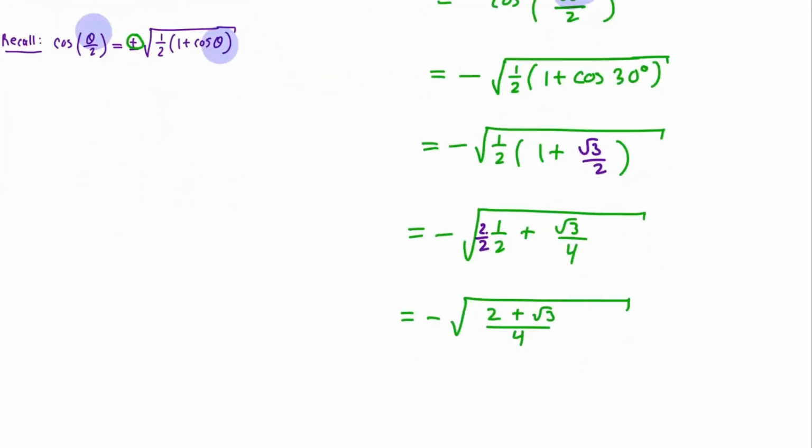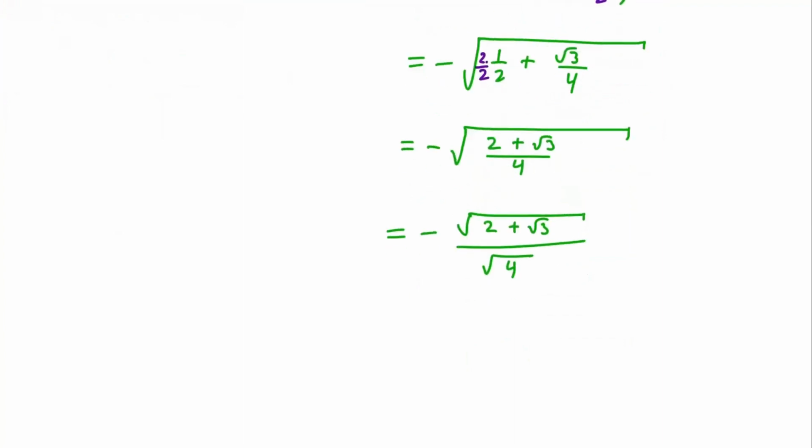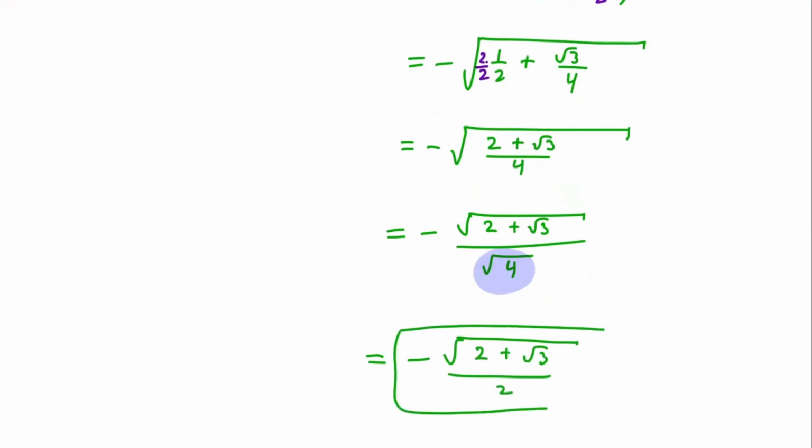Now here, using the laws of exponents, I can separate this into two separate radicals. This is negative the square root of 2 plus the square root of 3 over the square root of 4. And then here we can simplify this. That's going to be 2. So our final simplified answer, you can write this as negative square root of 2 plus square root of 3 over 2. That will be your final exact value of cosine of 165 degrees.